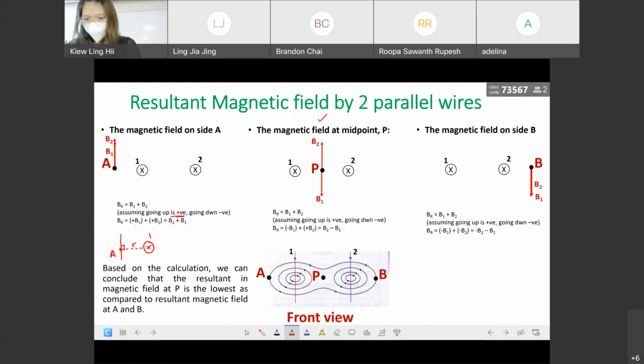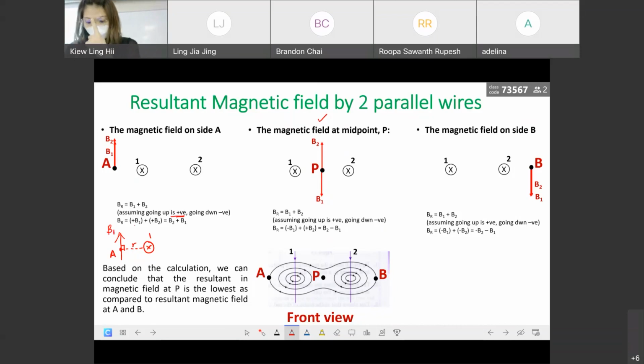okay, now this is your wire 1 here, am I right? Wire 1 is into the screen. So point A is to the left of your wire 1, which is here. Correct? So using your right hand grip rule, going into the screen, when it passes through point A, where does it go? The direction is just going up. So that's why the magnetic field generated by wire 1 at point A is going upwards.